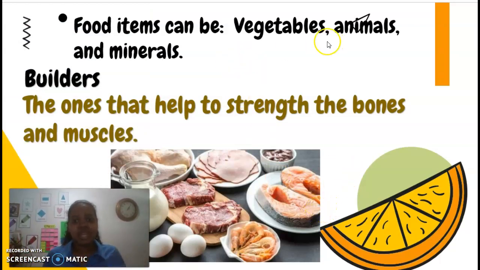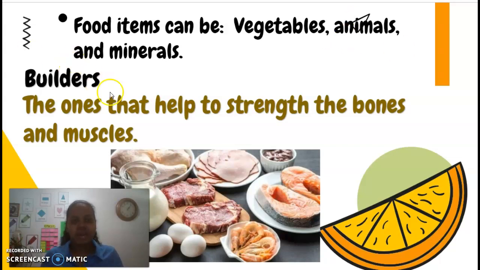Food items can be vegetable, animal, and mineral. We already know that food provides a lot of nutrients and minerals to our body, right? So, they are divided into some groups in order to provide different minerals to our body. For example, meat provides something, vegetables provide another thing, fruits provide another thing like vitamins or another mineral for our body. So that's the reason why they are separated into categories.